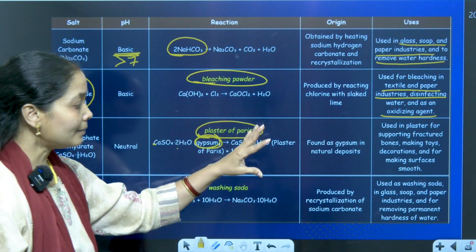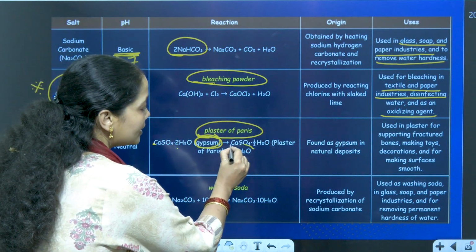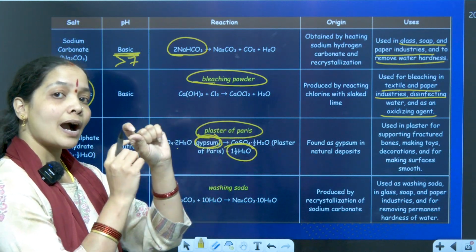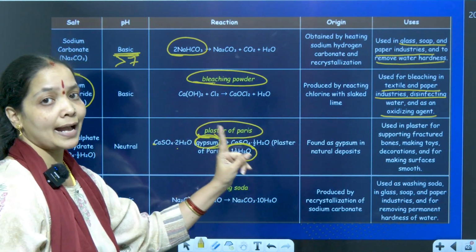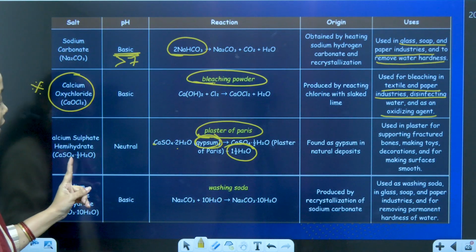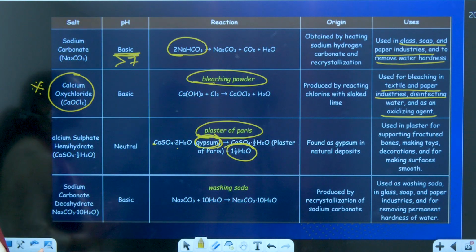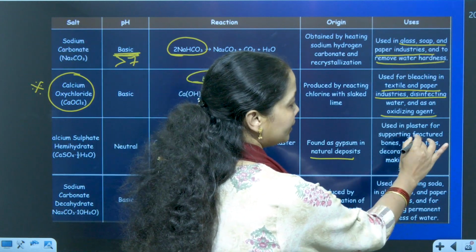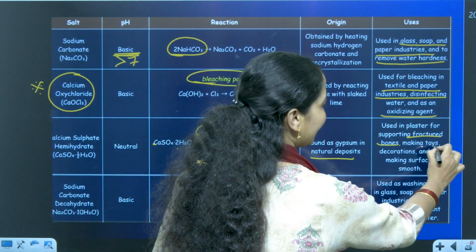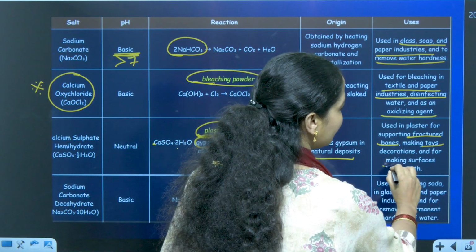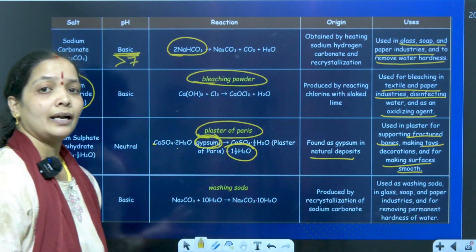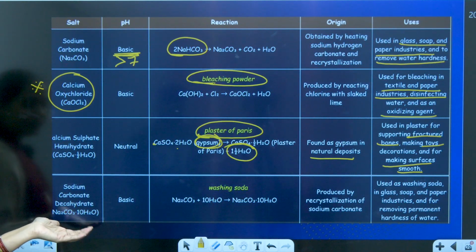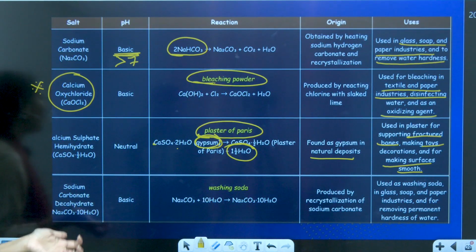When this is getting decomposed, the 1.5 water is just liberated out of it. So when calcium sulfate has half water molecule, it acts like POP. When it has 2 water molecules, it acts like gypsum. It is majorly found in natural deposits and is used, as I told you, for fracturing bones, making toys, monuments and smoothing many surfaces, etc. The next type of salt that we have to learn is sodium carbonate decahydrate.